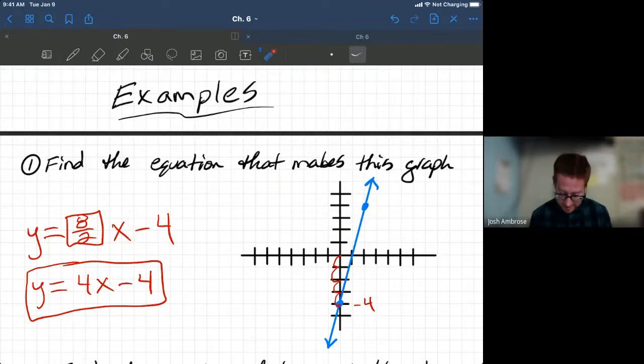Then what I did is I was starting now here at the -4. And I counted up 1, 2, 3, 4, 5, 6, 7, 8 times. Then 1, 2 to the right. And that got me all the way over to that next point, which was our rise 8 over 2 run. And then reduce that down to 4. All right, so that's how I got that equation right there.